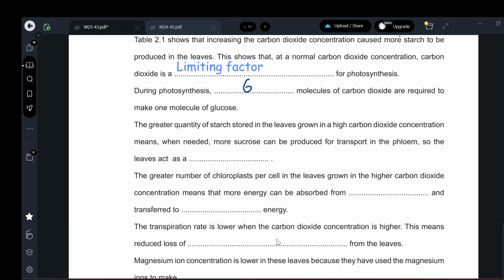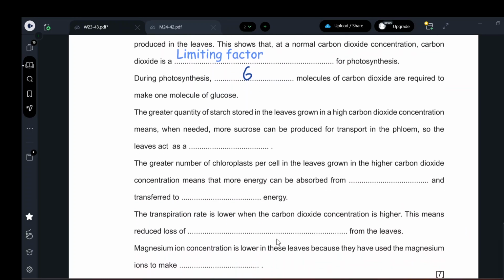The greater the quantity of starch stored in the leaves grown in high concentration of carbon dioxide means when needed, more sucrose can be produced for transport. So the leaf acts as a what? Of course, it is a source since it is where the food will come from. So it is a source.